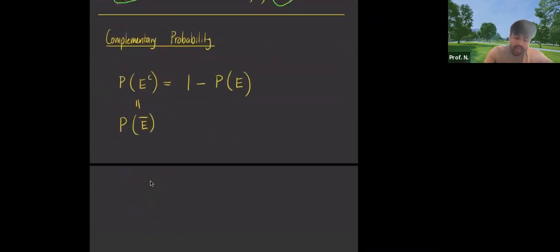Now, why is this true? Can anybody tell me why this is true?